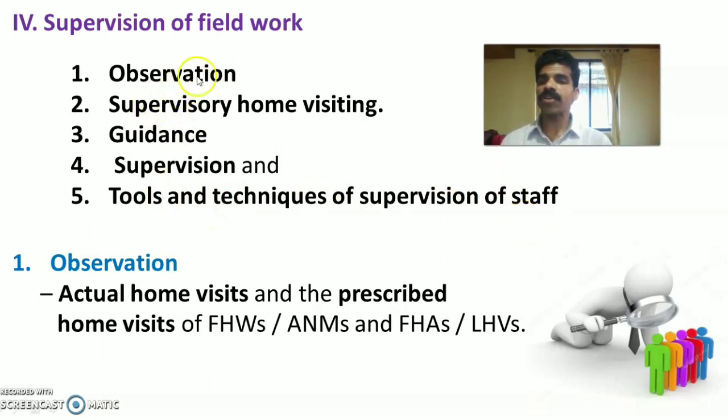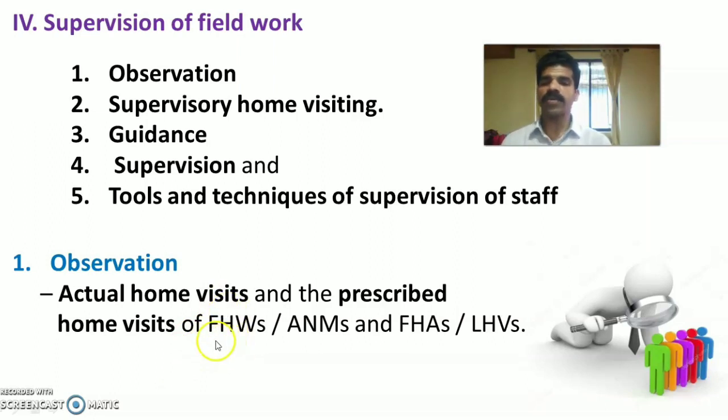So let us discuss in short the functions under supervision of field work. First one is observation. Here the community health nurse observes the actual home visits of all the health personnel and the prescribed home visits. As per the institution policy or health center policy, each health worker has to do a prescribed or specific number of home visits in a month. So here the community health nurse supervises the actual home visits done by the subordinates or health personnel, and what is their prescribed home visiting according to the policies of the organization or institution or health centers.